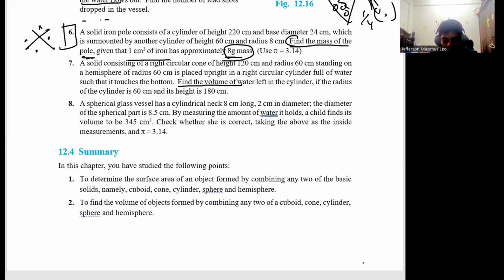Question number 7. Please read it. A solid consisting of a right circular cone of height 120 centimeter and radius 60 centimeter, standing on a hemisphere of radius 60 centimeter, is placed upright in a right circular cylinder full of water, such that it touches the bottom. Find the volume of water left in the cylinder if the radius of the cylinder is 60 centimeter and its height is 120 centimeter. What should we do?